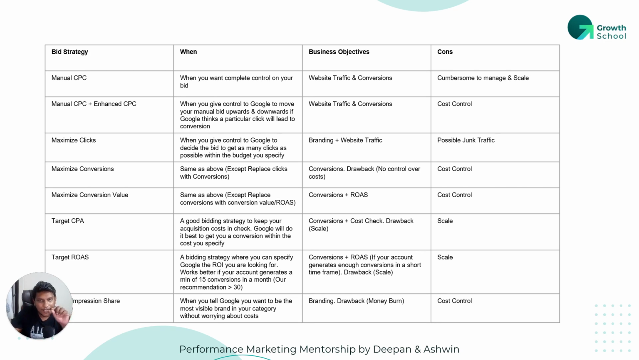Here we can actually set, saying that, look, I can afford to spend 100 rupees. If Google thinks that it may not be able to get you a customer at 100 rupees, your ads won't even run properly.